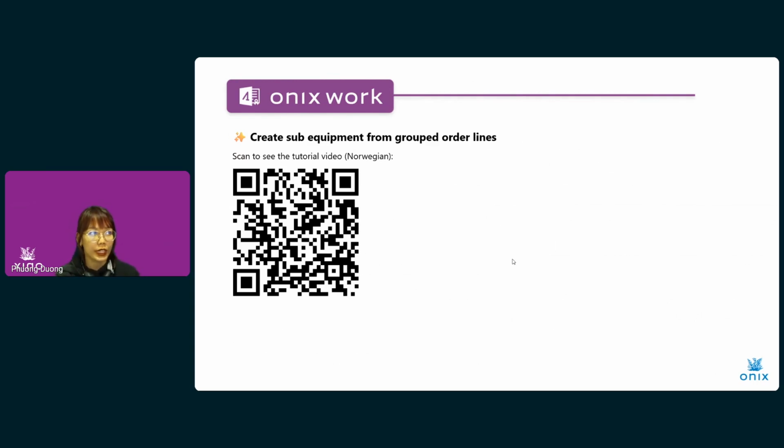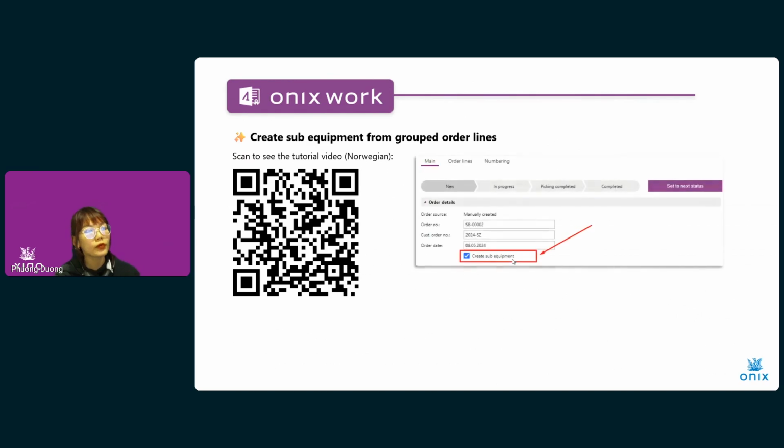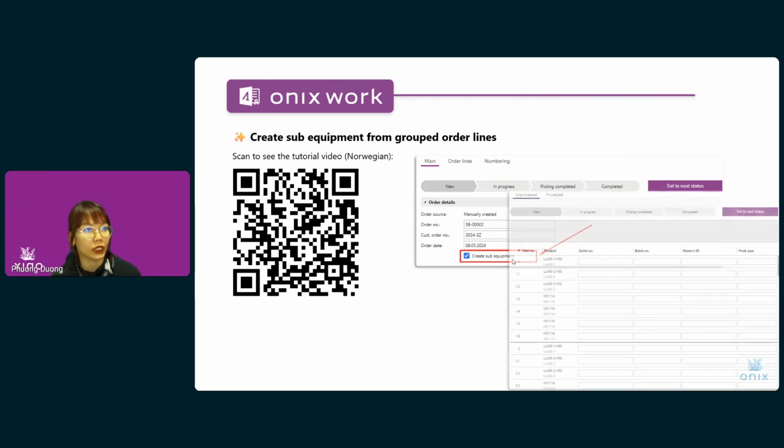We have made really dedicated instructions on how to handle grouped order lines, whether you create sub equipment or not. So if you are using the orders model, you will see that in the order, in the main tab, there is a create sub equipment toggle checkbox. If you turn this on, and when you process grouped order lines, it will create the sub equipment.